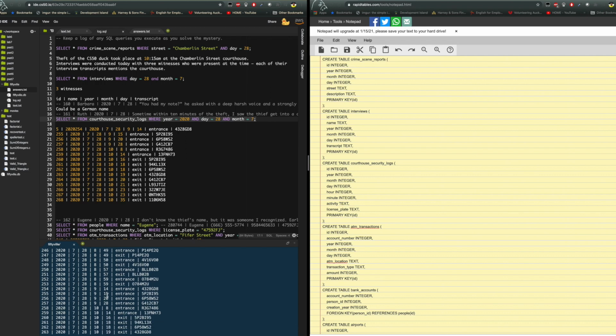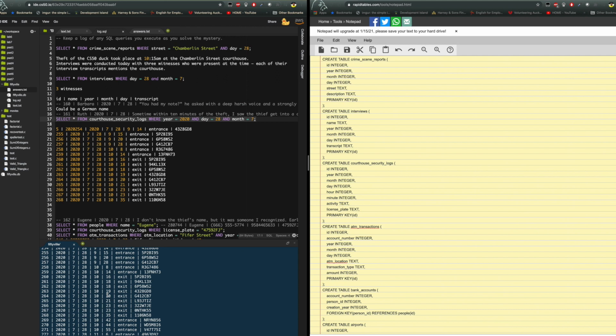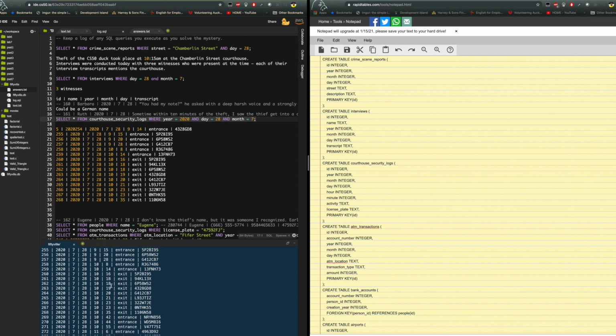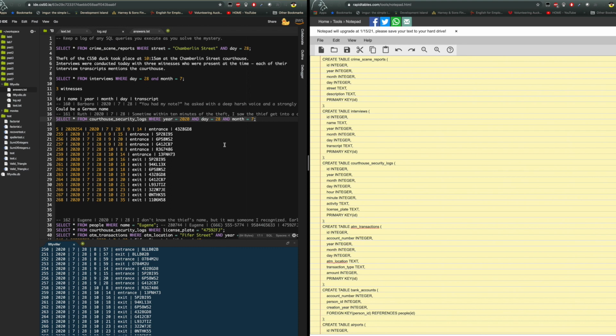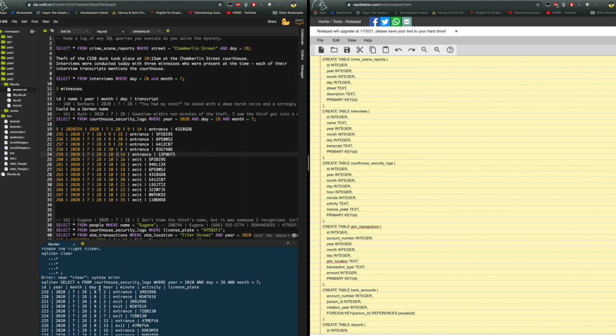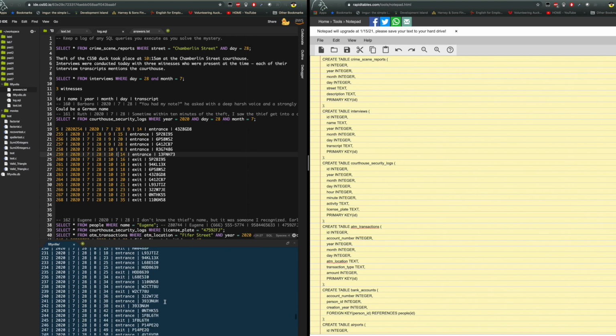Because it was early morning, I decided to go from 9 basically, 9 and leaving. They said that the thief left around 10 minutes from when they stole the duck, so I was looking at the time after 10:15. That's what I had. As you can see, ID, year, month, day, hour, minute, activity, license plate.